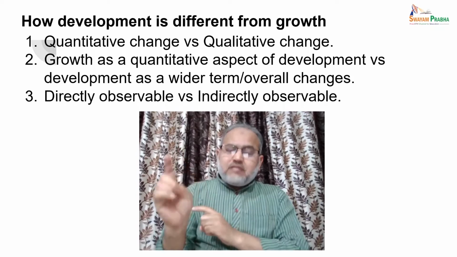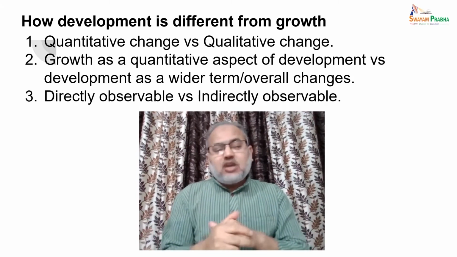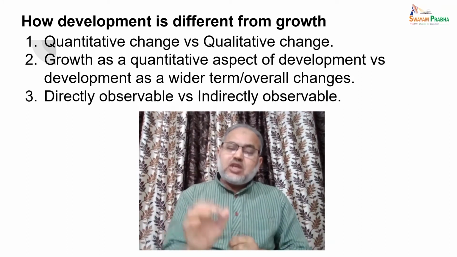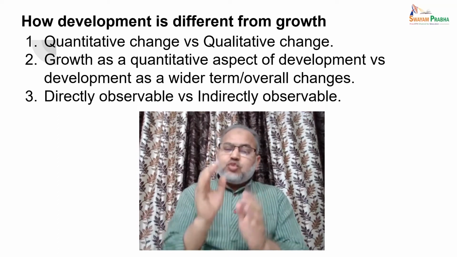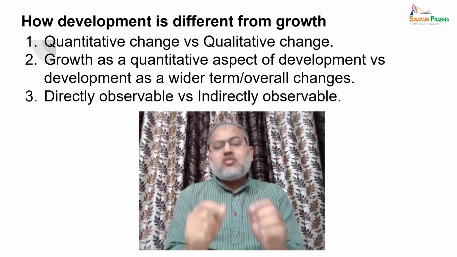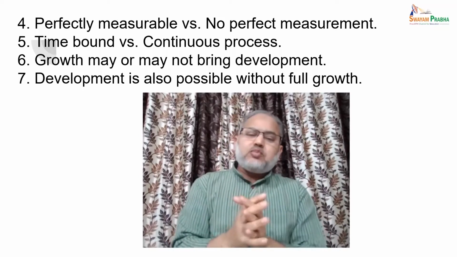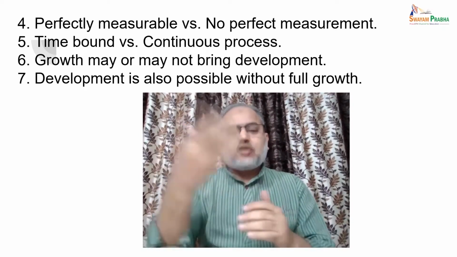Whereas development is indirectly observable. You cannot directly observe development. You cannot directly observe the ability of an individual to write. You will have to put the child to write something, and only then can you observe whether the learner is able to write or not. So the functional part cannot be observed directly. It is observed through an indirect process.